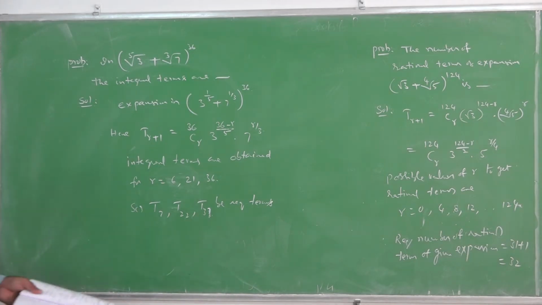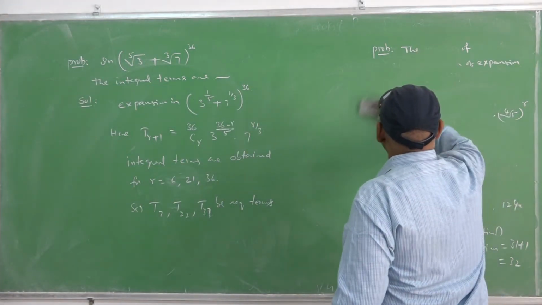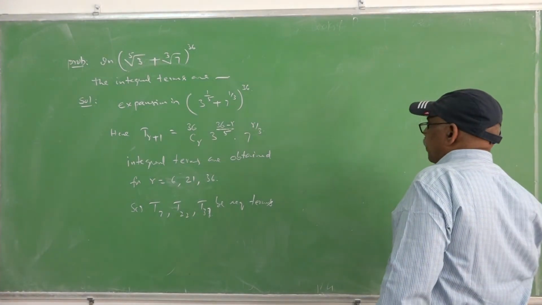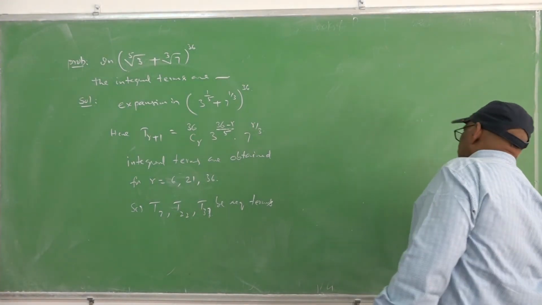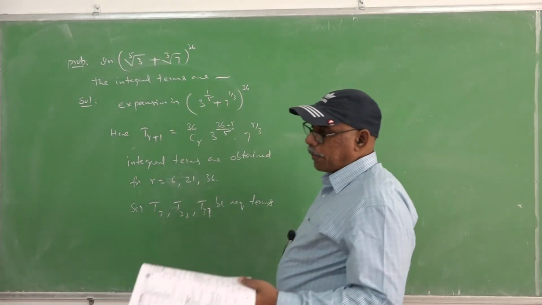In such a way, you can find different integer or integral terms of the expansion. This is provided that 3 and 7 are prime numbers.